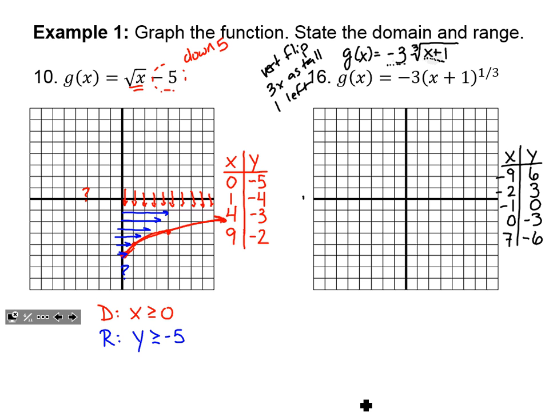So here I am at negative 9, we're up at positive 6. There's 1 point. At negative 2, I'm up at a height of 3. Negative 1, 0. 0, negative 3. And 7, negative 6. So my graph kind of looks like this, bending through like so.